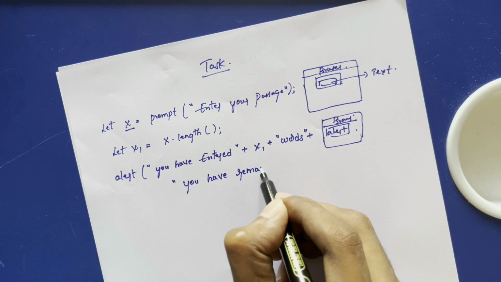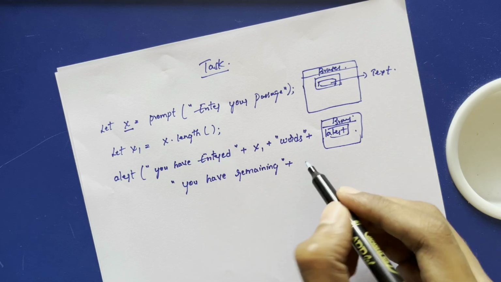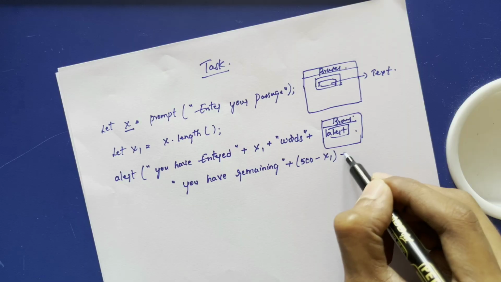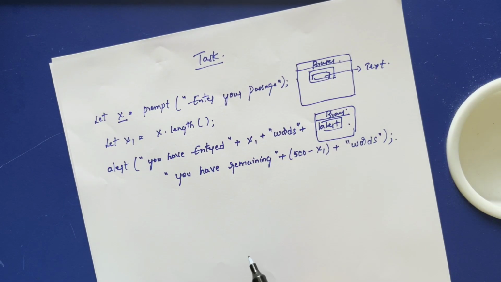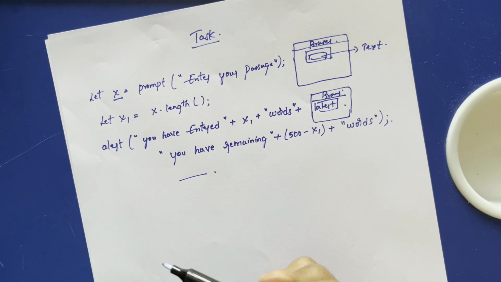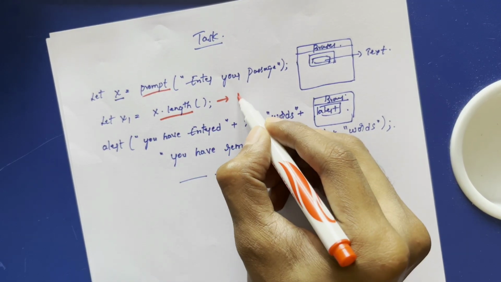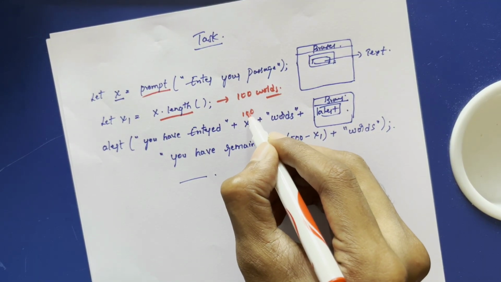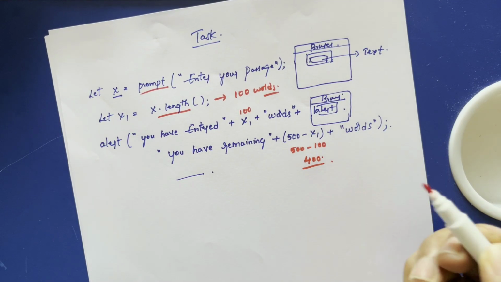In the place of x1 we will get a number, and then plus words. Again plus, we have the remaining count, so we have to subtract from 500. I have given 500 words, so we subtract the words we have written in the prompt: 500 minus x1, plus words. Suppose I am entering 100 words, 500 minus 100 is 400, so you have 400 words remaining. The final alert output is: you have entered 100 words and you have 400 words remaining. I will show the same output in the practical.